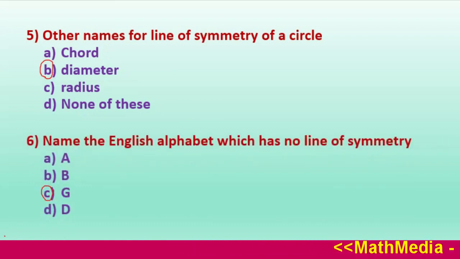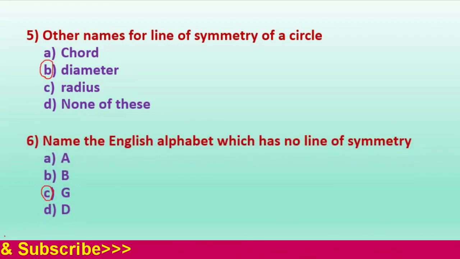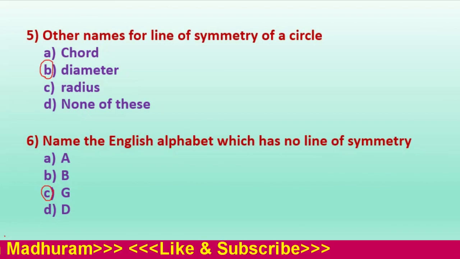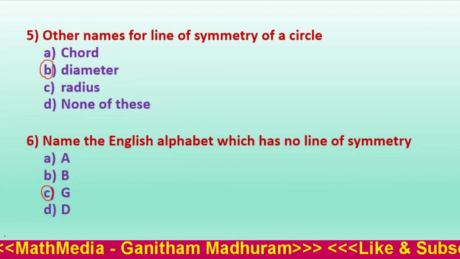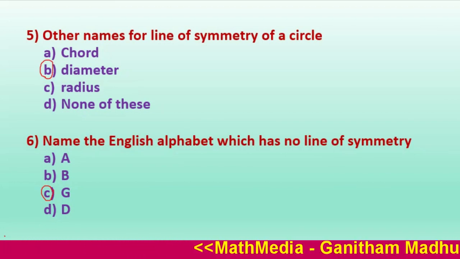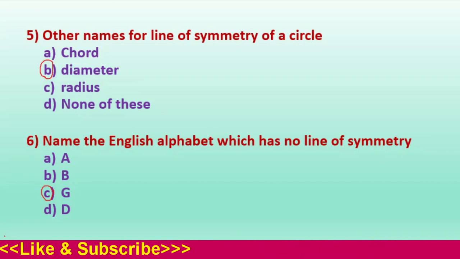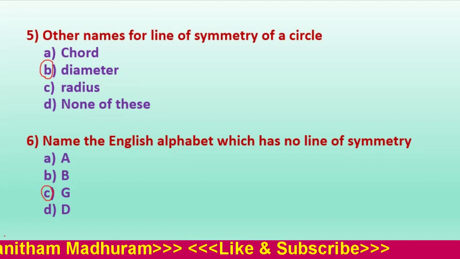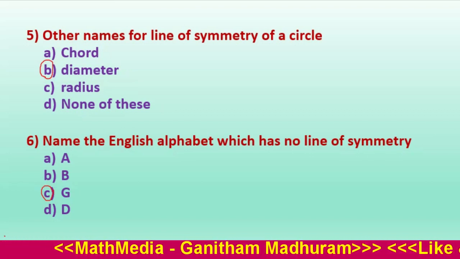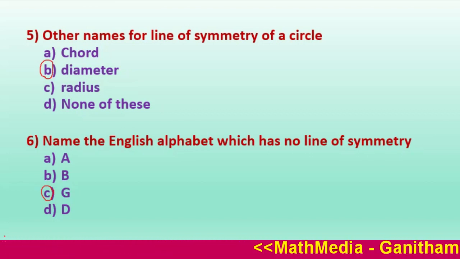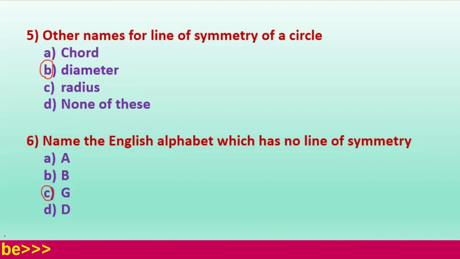Next question. Name the English alphabet which has no line of symmetry. A is having vertical line of symmetry. B is having horizontal line of symmetry. G is not having any line of symmetry. And D is having line of symmetry horizontally. Hence the correct option is option C, G.